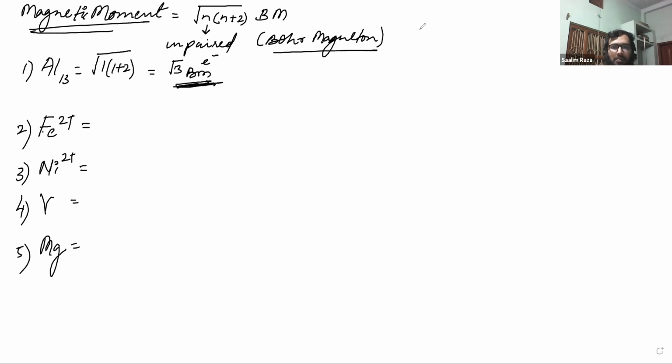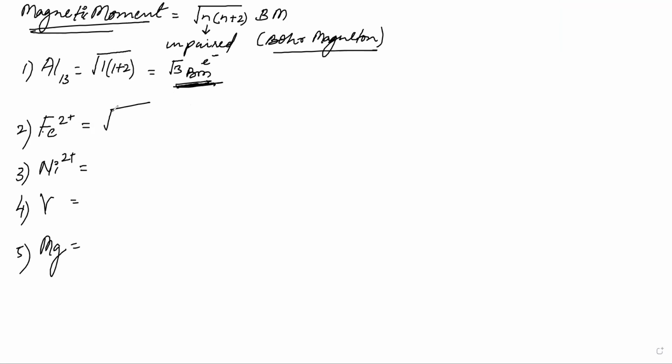Calculate for others. So for Fe it will be 2 square root 2 BM. For Fe we had how many? 4, right? So 2 unpaired. Oh, wait a second, no, we had 4 unpaired, I guess. It is 3d6. I didn't change my wrong answer, so that's why maybe. 1 minute. You didn't change your answer.